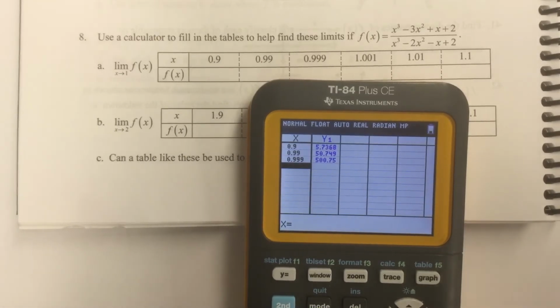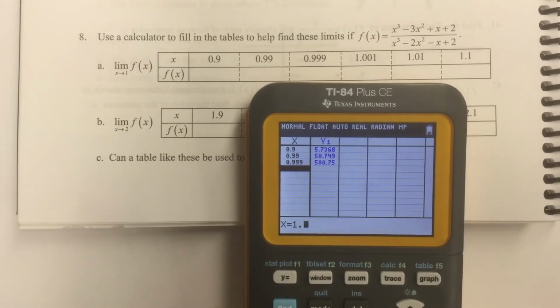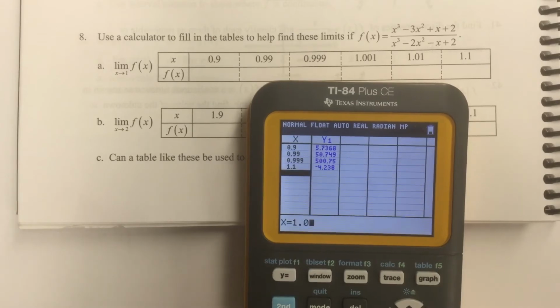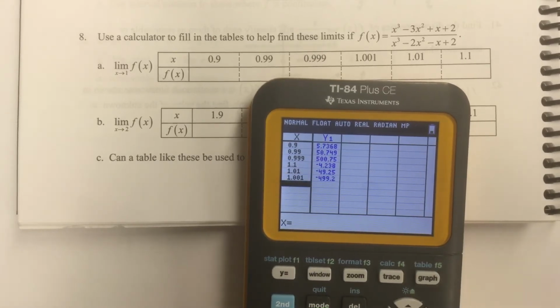And you see what's happening there. I'm getting numbers that are bigger and bigger. So that looks like the graph. It looks like it's going up. So we could fill out the table there. Let's come from the other direction. I'm going to go 1.1 first, 1.01, 1.001. Okay, and that one looks like it's going down.